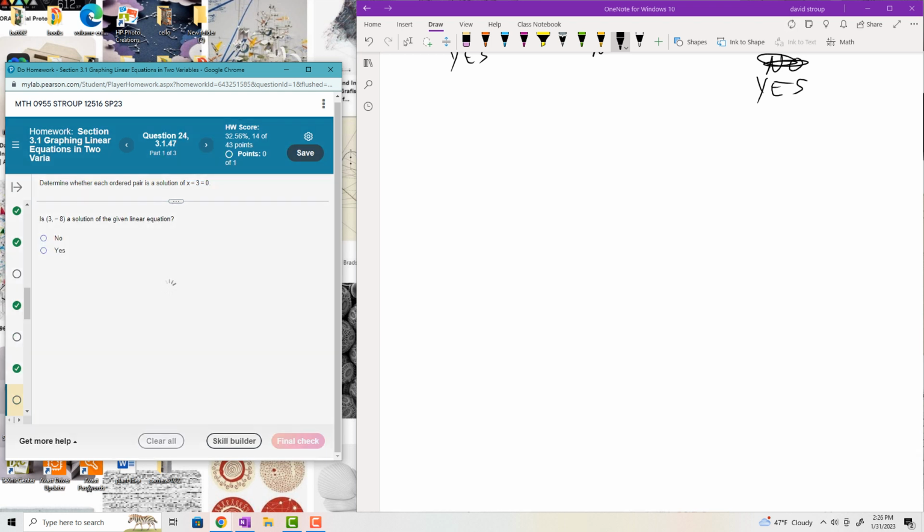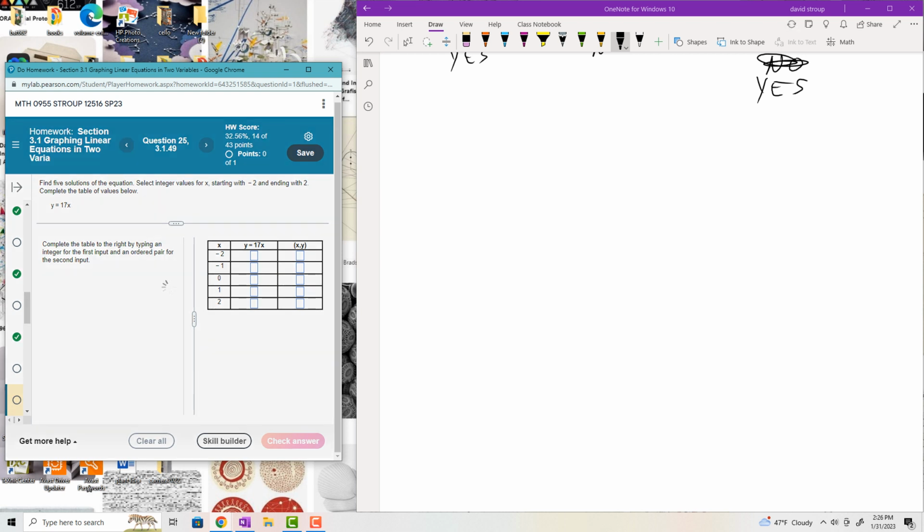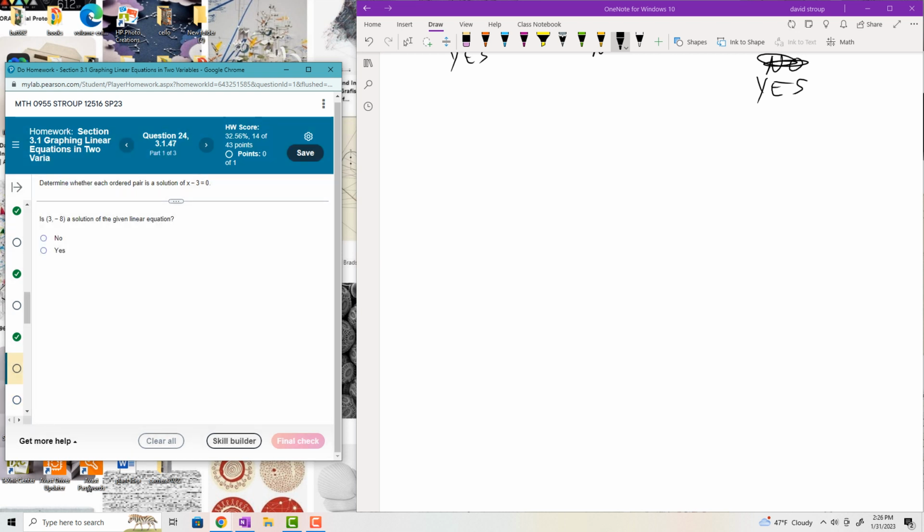Let's see what else I have. This is more of the same. Oh, this one's a little different. This one is a little bit different because there's no y variable there. So for some reason that really makes people upset. But don't overthink this stuff. You just want to kind of think like you're a computer.